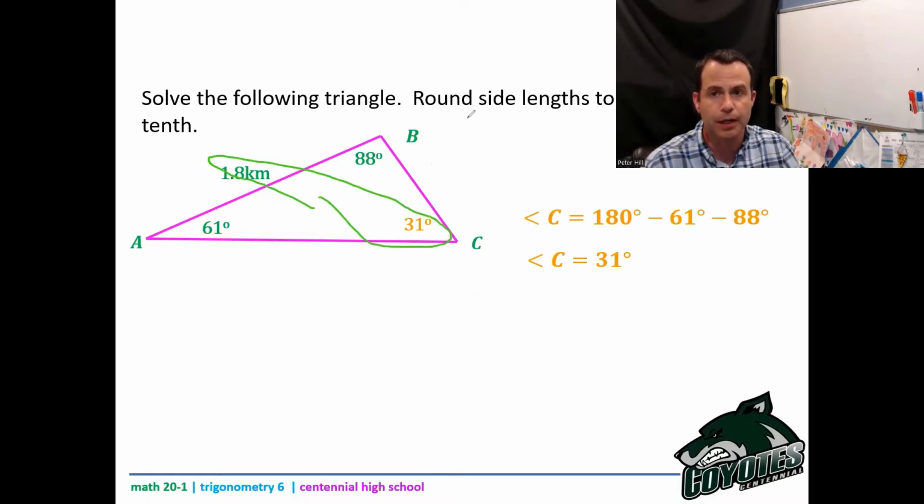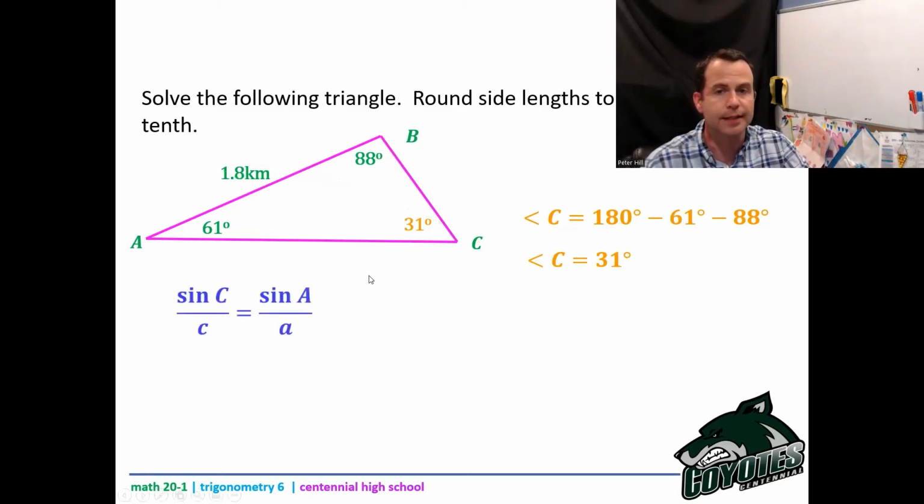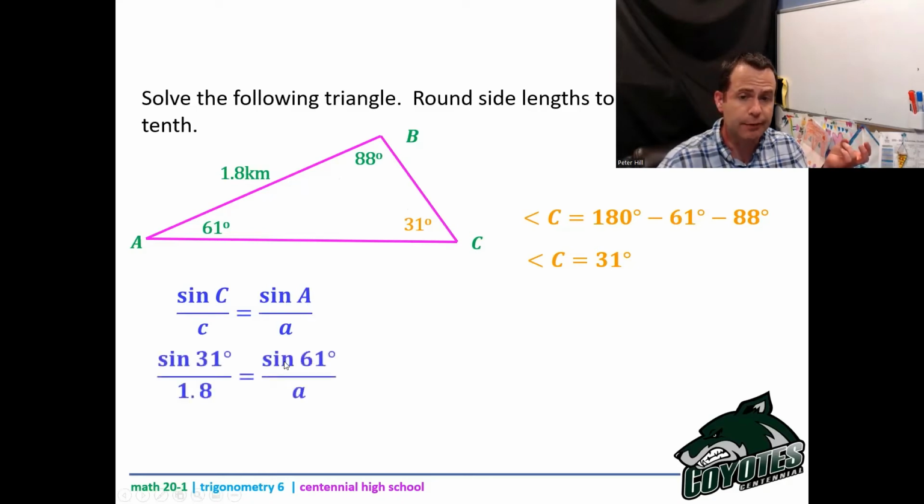There's my pair. That's the pair I'm going to use to solve for side a and side b. I'm going to say sine C over C equals sine A over A. I know C, I know angle C, I know angle A, and I don't know little a. So I'm going to plug in everything I know and solve for a. When I cross multiply, I can multiply sine 61 times 1.8 and then divide by sine 31.